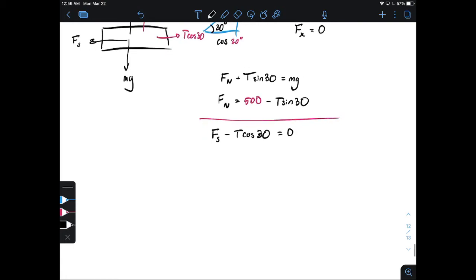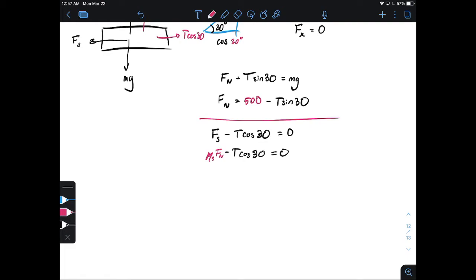Now, let us think, what is Fs? Well, that's kind of simple. Mu s Fn minus T cosine 30 is equal to 0. Awesome. I'm not loving the colors. We've got to make everything a little brighter.